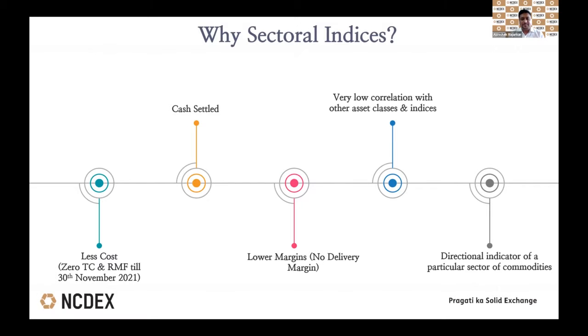Basically, these are low-cost products. Initially, we have kept it at zero when it comes to transaction cost or the risk management fee. And you do not have to worry about delivery and all that settlement process, which one has to go through in commodity futures. Also, these indices can be used for diversification of portfolios, since they have a very low correlation with other asset classes and indices.